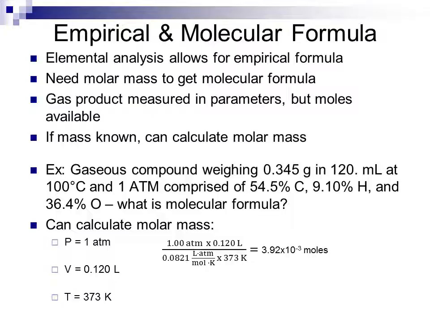Plugging this into our ideal gas law, solved for moles, 1 atmosphere times 0.12 liters divided by the ideal gas constant times 373 Kelvin yields 3.92 times 10 to the negative 3 moles of the gas. If I take the mass of the gas, 0.345 grams, and divide it by the number of moles, 3.92 times 10 to the minus 3 moles, I get 88.04 grams per mole as the molar mass.